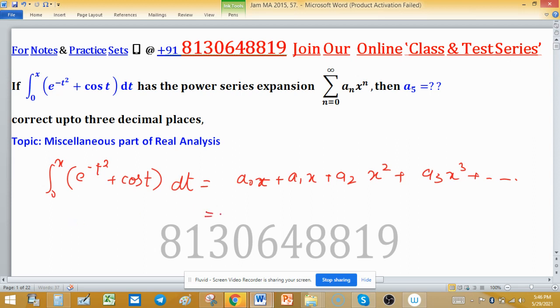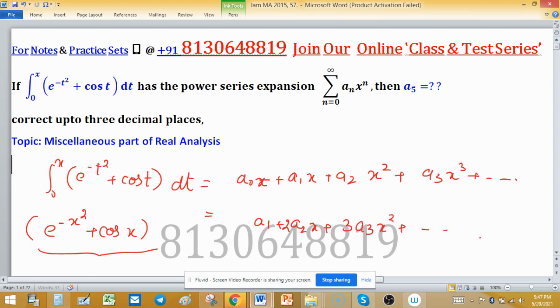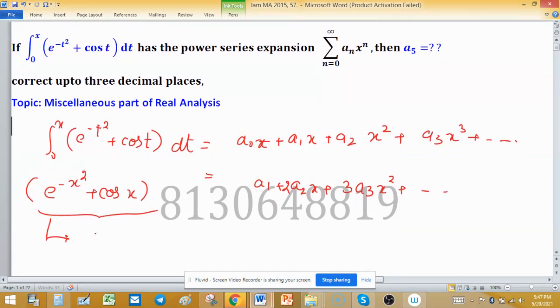Applying the Leibniz rule, we get e raised to the power minus x square plus cos x, because the differentiation of the upper limit is 1 and the differentiation of the lower limit is 0, so the other term is 0. On the right-hand side we will have a1 plus 2 a2 x plus 3 a3 x square, and so on.